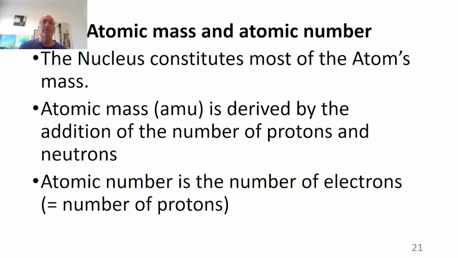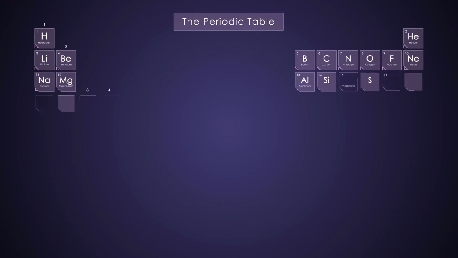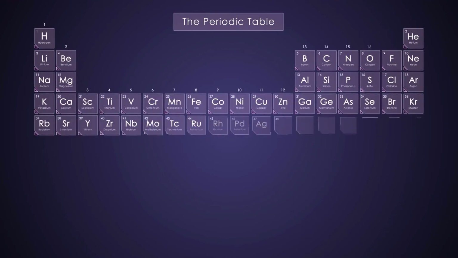The nucleus constitutes most of the atom's mass. Atomic mass, in abbreviation AMU, is derived by the addition of the number of protons and neutrons. Atomic number is the number of electrons, which is equal to the number of protons.